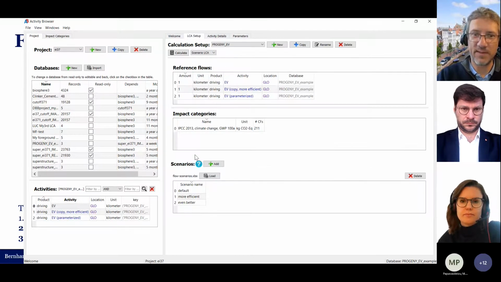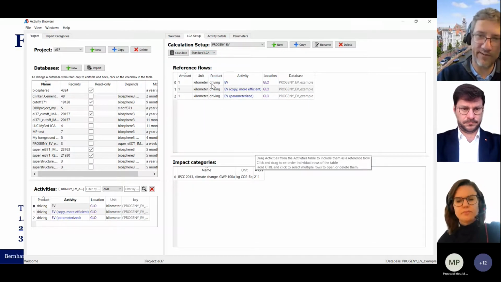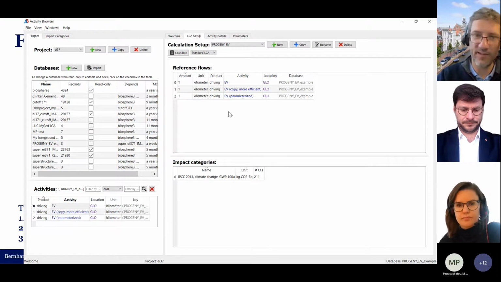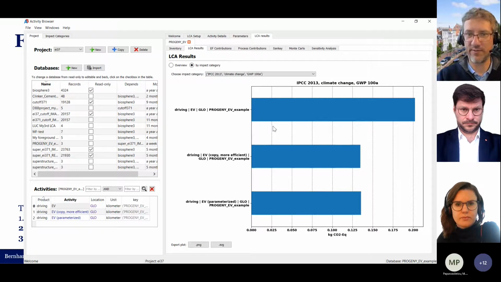Now, if we calculate an LCA for that, so if we have these three processes and I calculate an LCA for climate change, then we get these results. So this is the original driving process. This is the more efficient copy. And this is the parameterized data set. You see it leads to the same results, doing it in different ways, but same results.